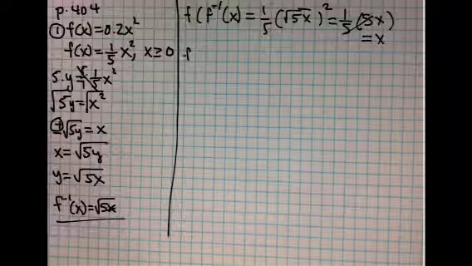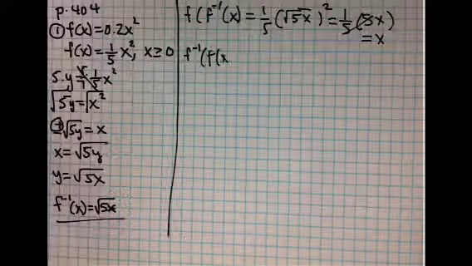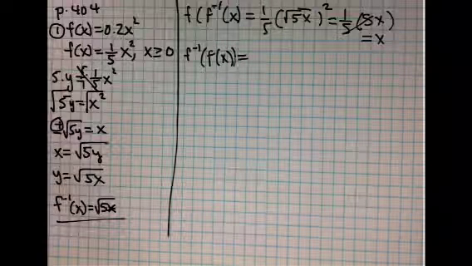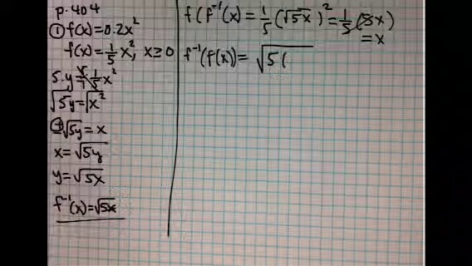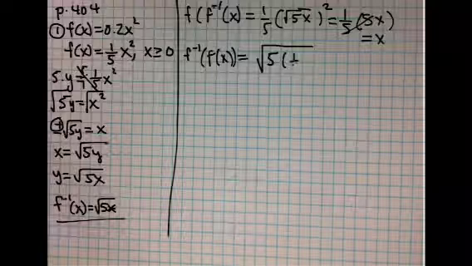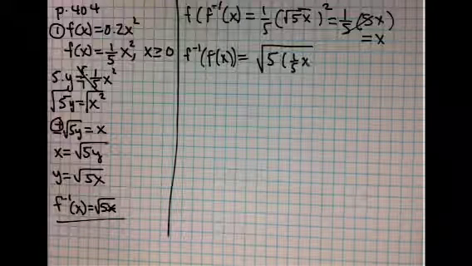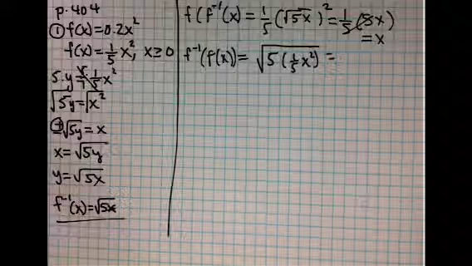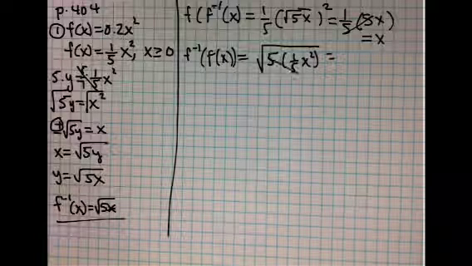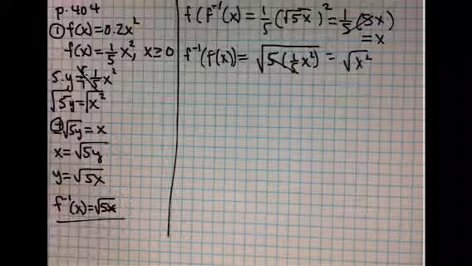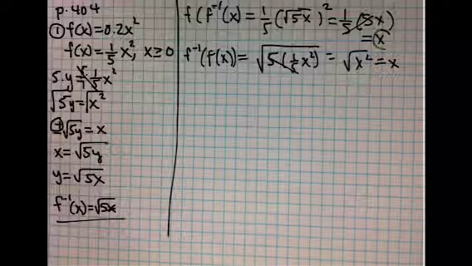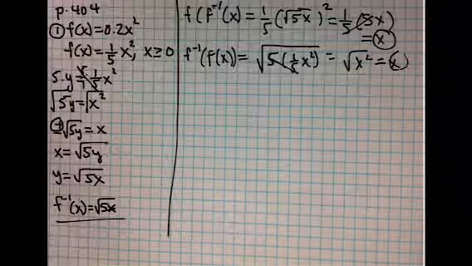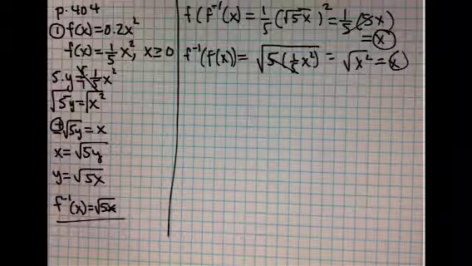Okay, so now we have to do the other direction. So I take the square root of 5, and then instead of x, I'm going to write the f of x, like that. And so 5 times 1/5 is 1. And so the square root of x squared is x. So this proves that our inverse is correct. I got x for both of them. So now we're going to graph.